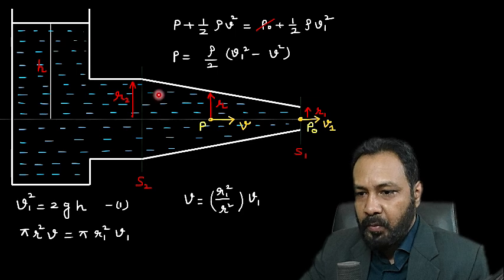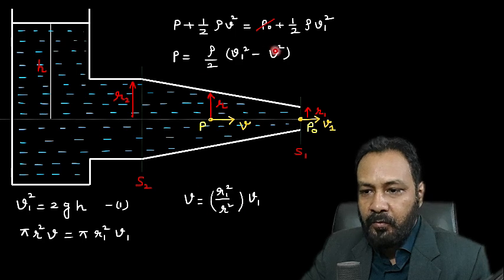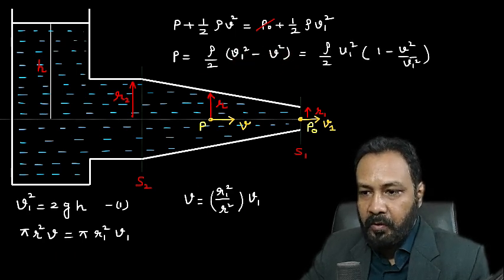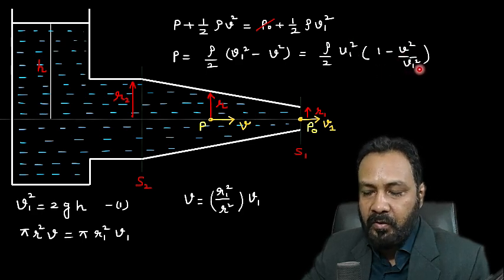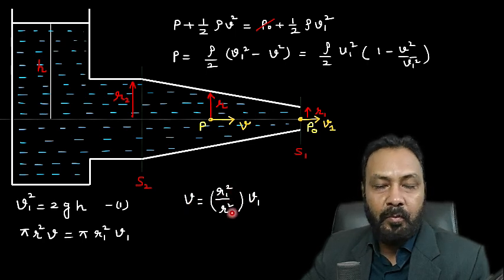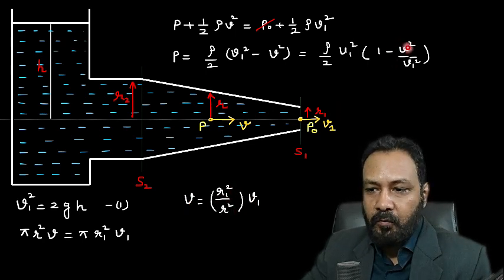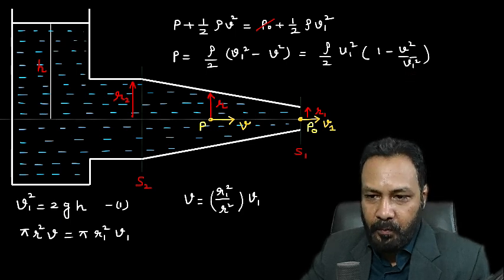So P here would be rho by 2 (v1 square minus v square). So write everything in terms of the known thing. Take v1 square outside. So we'll get half rho v1 square (1 minus v square by v1 square). And from here put v by v1 as r1 square by r square. So that would be r power 4 divided by r1 power 4. Reverse, r1 power 4 divided by r power 4.